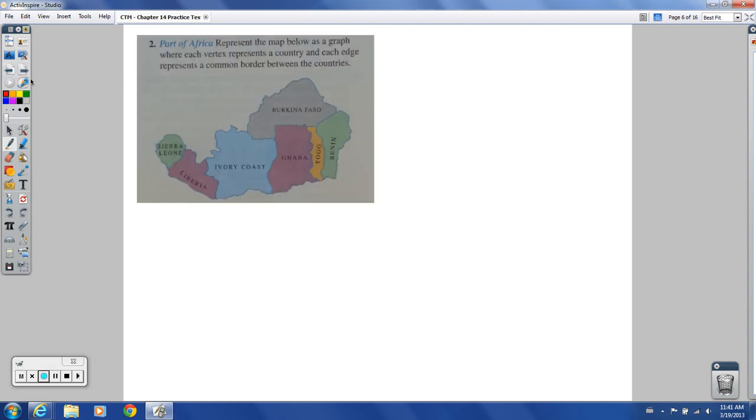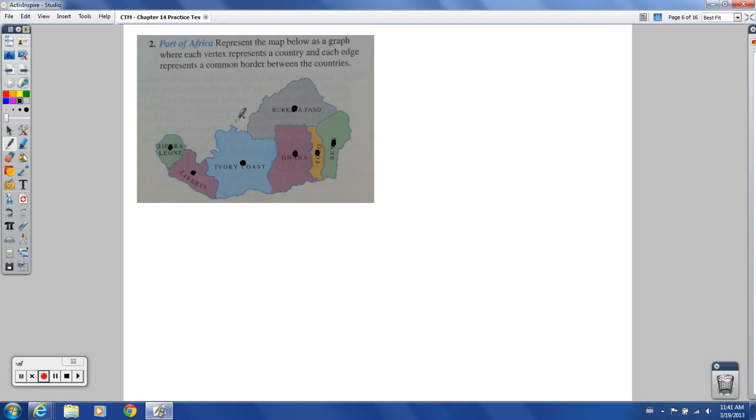So number 2 here: part of Africa. Represent the map below as a graph where each vertex represents a country and each edge represents a common border between the countries. So why don't I just take the map and I'll put in relatively central locations with respect to each country. I'm going to put a vertex in all these places here.